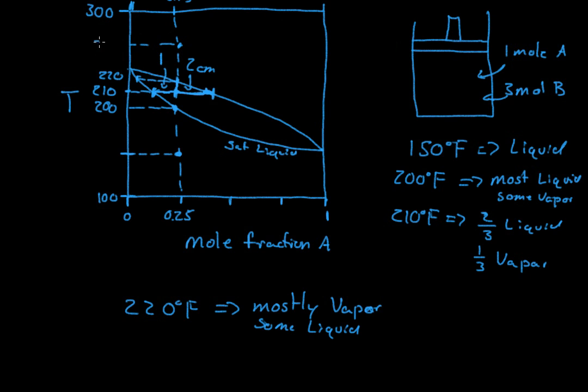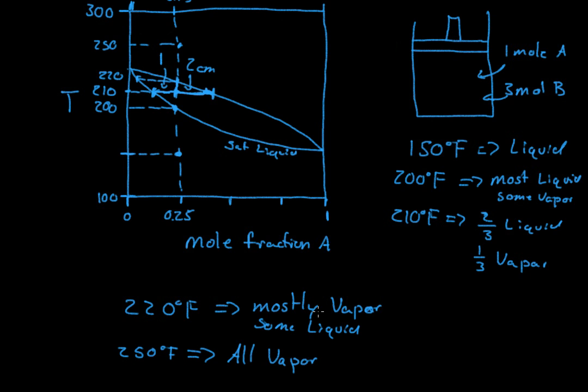If we were to continue to increase the temperature of our system, say to 250 degrees Fahrenheit, our system is now all vapor. At that point it's completely vapor. They call it a superheated vapor, I believe is the term.